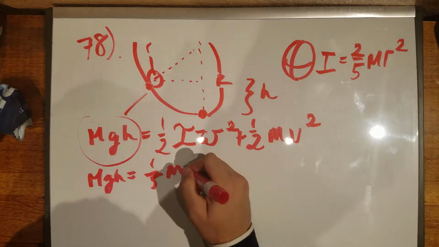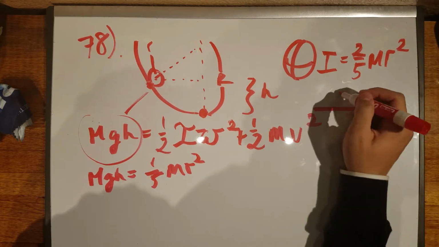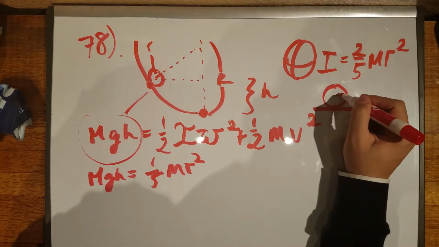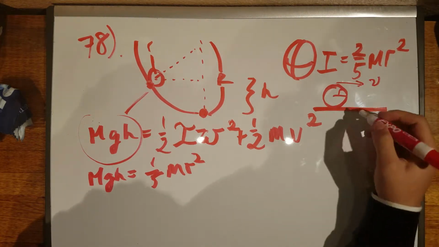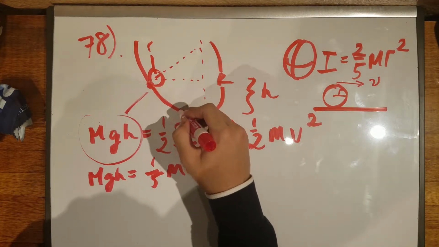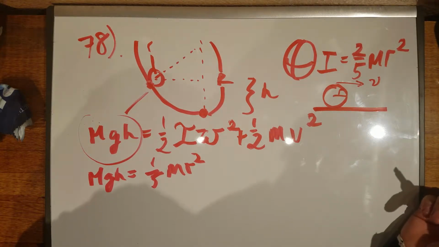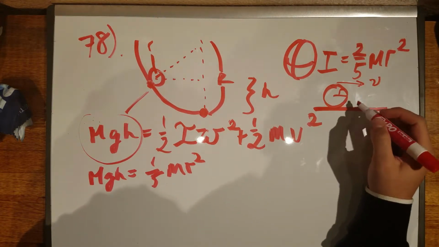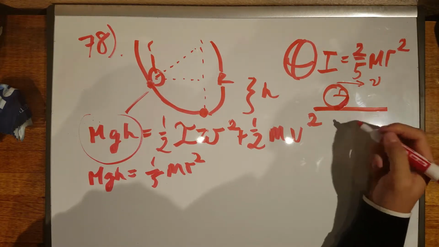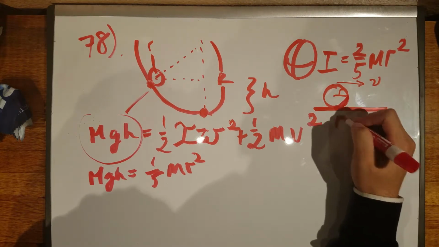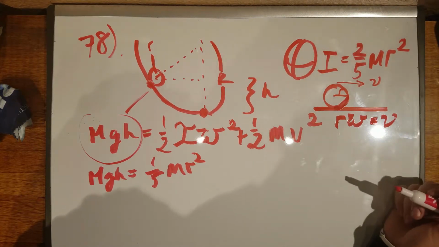We take our I and plug it in, and then omega here. So think of a ball with radius r rolling on a track with a speed v, and it's turning at a rate omega. Just think of the track the same way. It's turning at omega, and with the radius r, you just multiply r times omega and you get velocity.